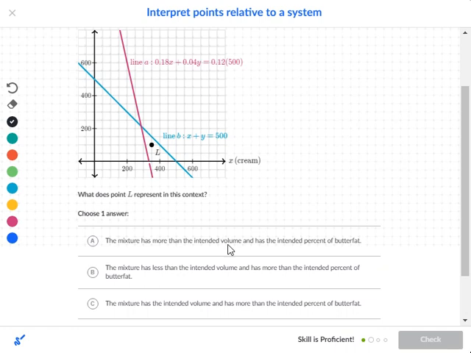Now, if you want to look at these other ones here, it says that the mixture has less than the intended volume and more than the intended percent. And then if you look at C, the mixture has the intended volume and has more than the intended percent of the butterfat. I believe the best choice here would be B because it addresses what's less and what's more. So I would go with B.